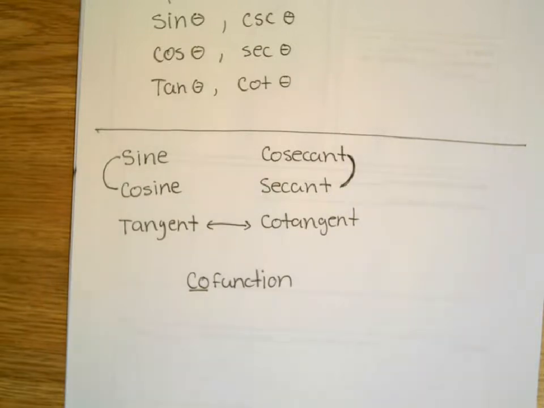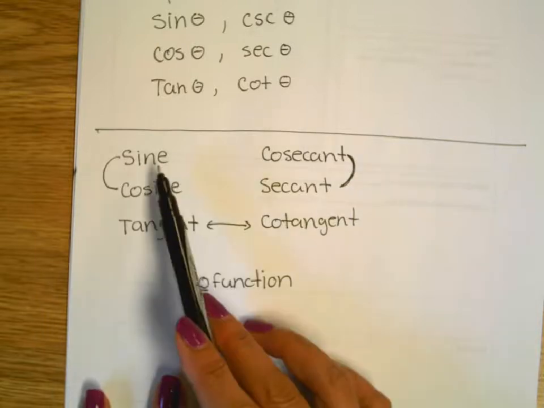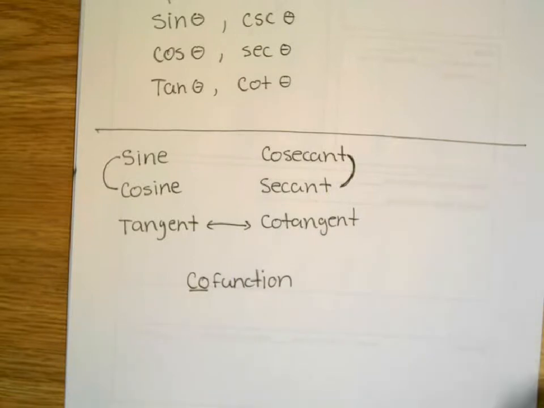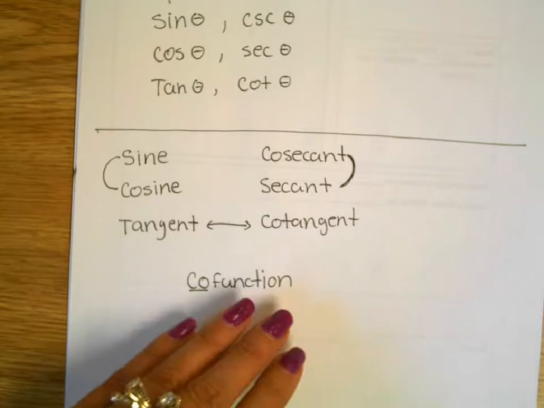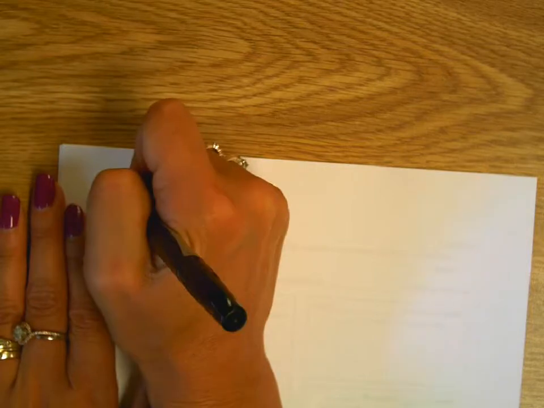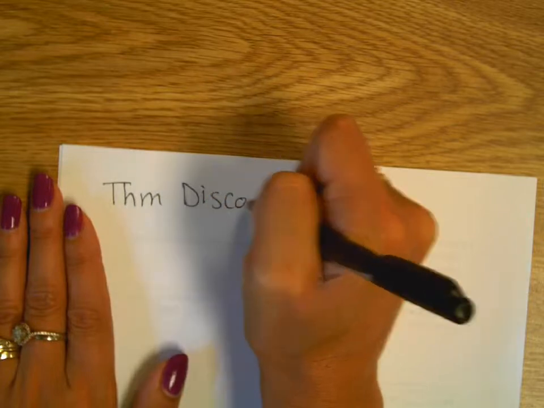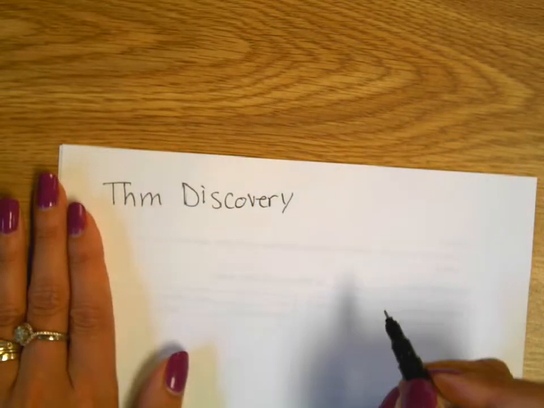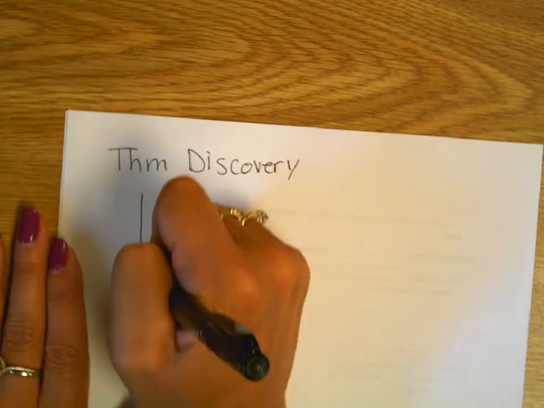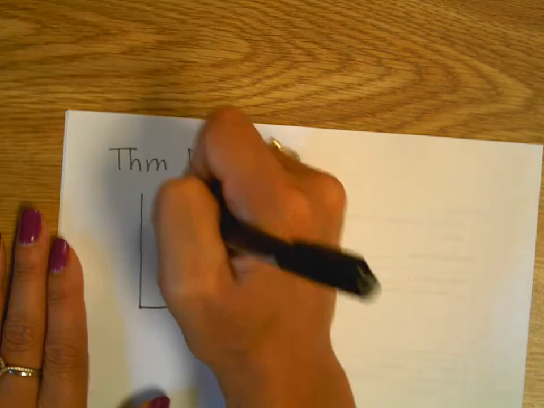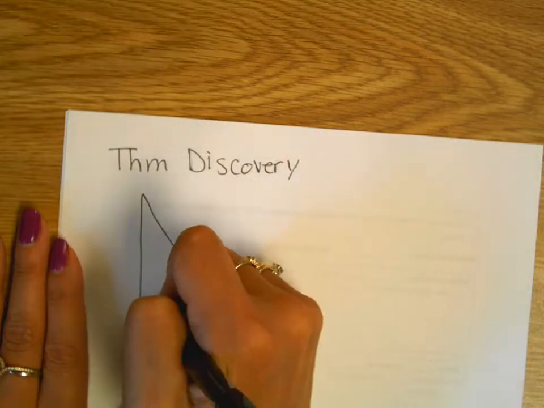Now what does it mean to be cofunctions? That's the whole big idea. So we're going to do a little theorem discovery to see, well, what makes them cofunctions? What's the big idea behind them? So our theorem discovery, what's the big relationship between cofunctions, is going to be found in our theorem discovery. So we'll look at a numbered example with actual values and come up with it.